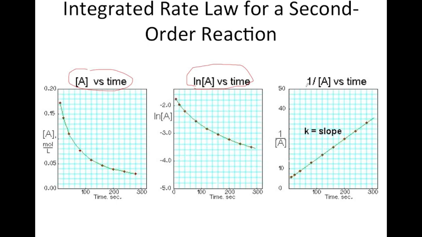We then take our data and look at the inverse, or 1 over the concentration, versus time. In this case, we do get a straight line, so that tells us that it is a second order reaction. We can also calculate the slope of the line to get our rate constant, and if we needed to, we could look at the y-intercept, and that would give us 1 over our initial concentration.